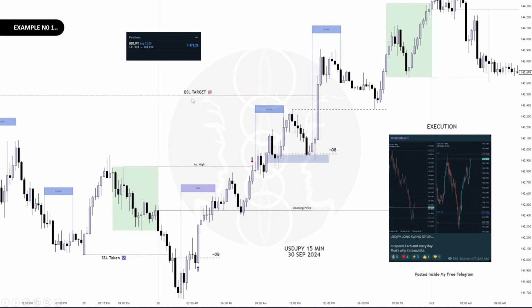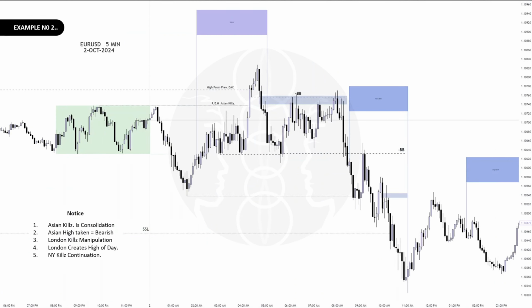Another example, this is EUR/USD 5-minute chart, 2nd October 2024. You can see we have a tight consolidation right here. This is Asian Killzone from 8 p.m. to 12 a.m. New York time.